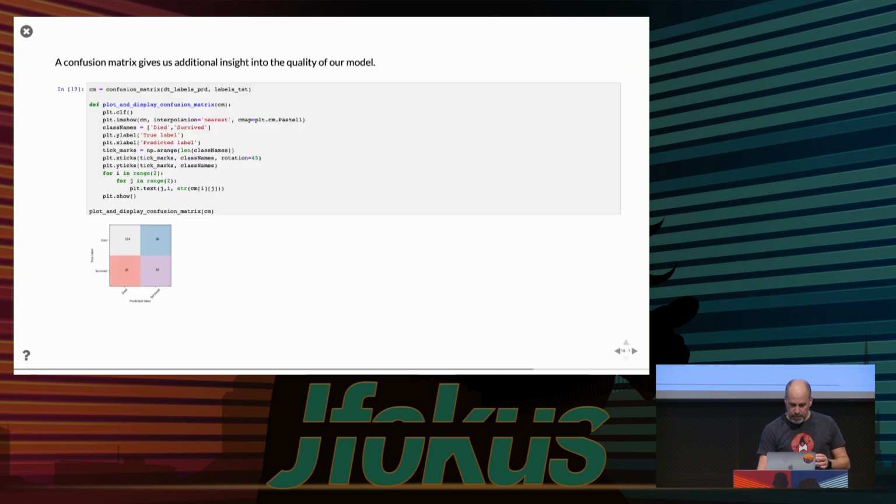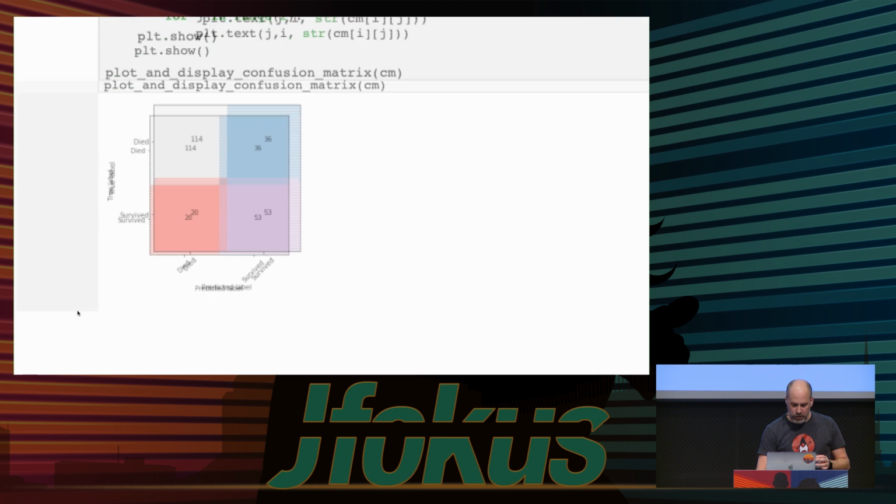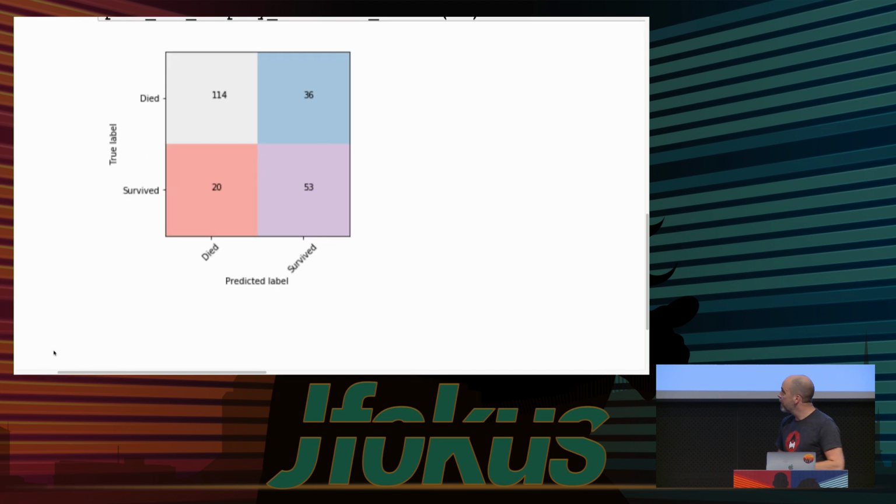If I do what we call a confusion matrix, this tells us how well my model performed. It maps my predictions against the reality. So we see here that I correctly predicted 114 died and 53 survived. But 20 who actually survived, I said they died. And 36 who died, I said they survived. So there's room for improvement here.